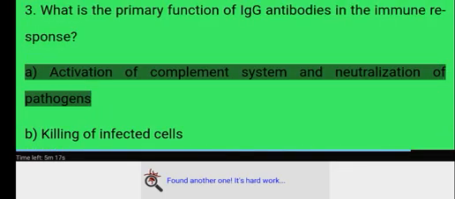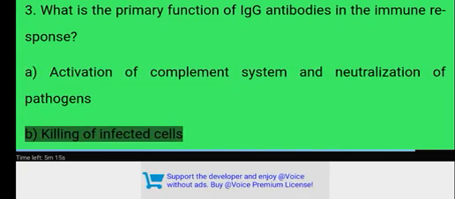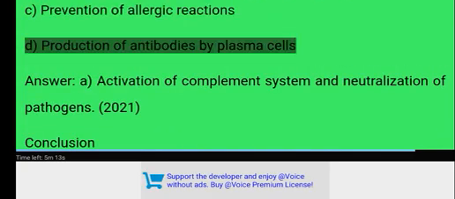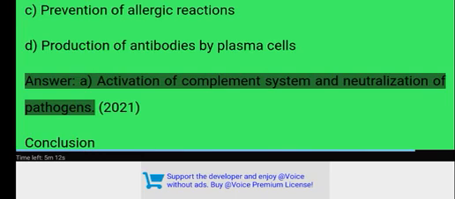3. What is the primary function of IgG antibodies in the immune response? A. Activation of complement system and neutralization of pathogens. B. Killing of infected cells. C. Prevention of allergic reactions. D. Production of antibodies by plasma cells. Answer: A. Activation of complement system and neutralization of pathogens.